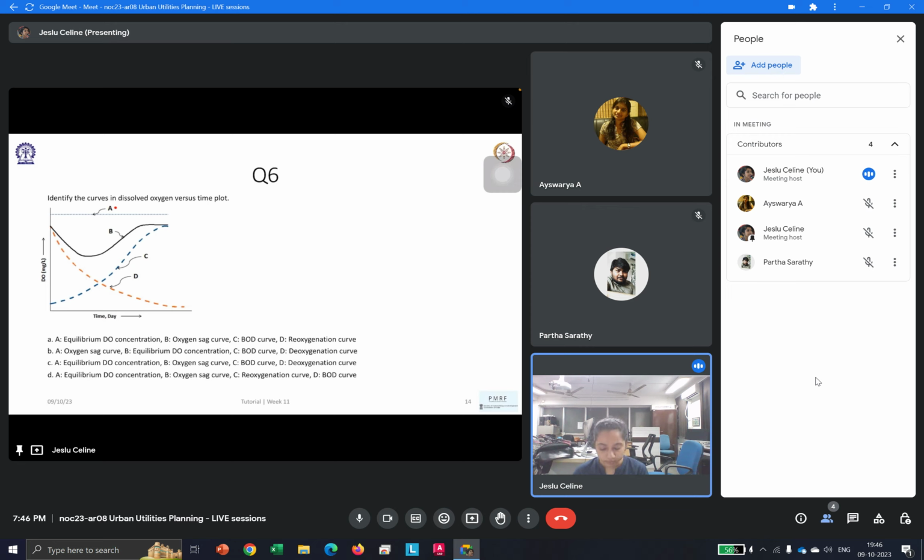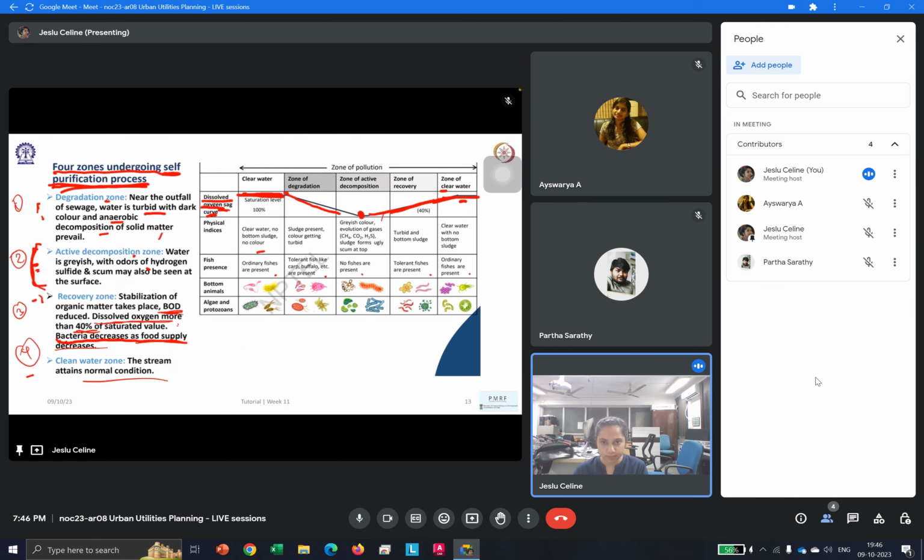Let's look at what is there in the options. We have equilibrium, DO concentration. DO stands for dissolved oxygen. And the oxygen sag curve. We saw in the previous one, this is the dissolved oxygen sag curve, which means the amount of dissolved oxygen is reducing, so there will be a sag.